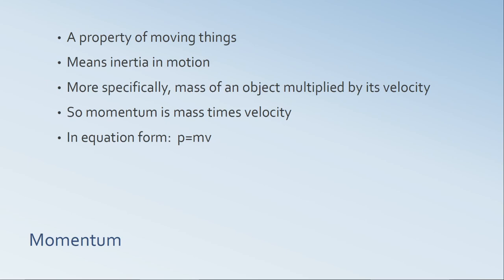And we can write momentum by saying it's the mass of an object multiplied by its velocity. And we can write this in an equation. Usually we've already used m for mass, so we're going to use p for momentum. So in equation form, momentum is p equals m times v. Momentum is mass times velocity.